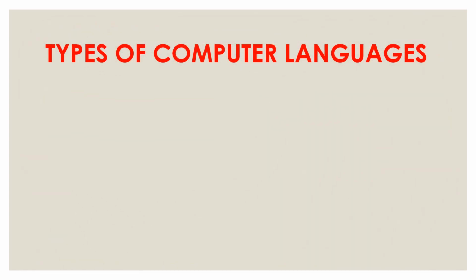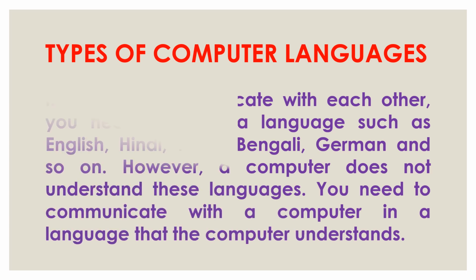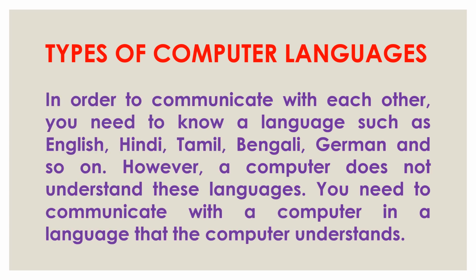Types of computer languages. In order to communicate with each other, you need to know a language such as English, Hindi, Tamil, Bengali, German, and so on. However, a computer does not understand these languages. You need to communicate with the computer in a language that the computer understands.